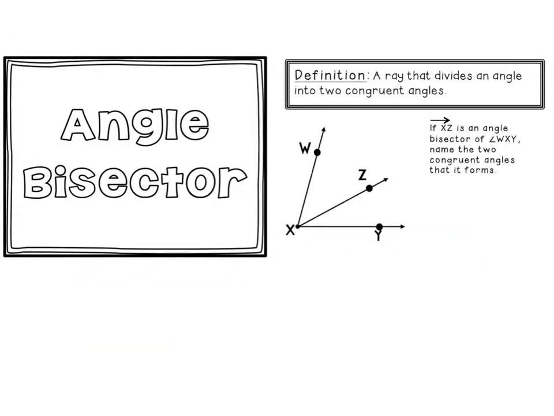The next thing we're going to talk about is angle bisectors. An angle bisector is just a ray that divides an angle into two congruent angles. So it's dividing it in half equally. So here, since this ray right here is a bisector, then I know that angle WXZ has to be congruent or equal to YXZ. So they have to equal the same thing. So if I were to label those angles, angle 1 has to be congruent to angle 2.